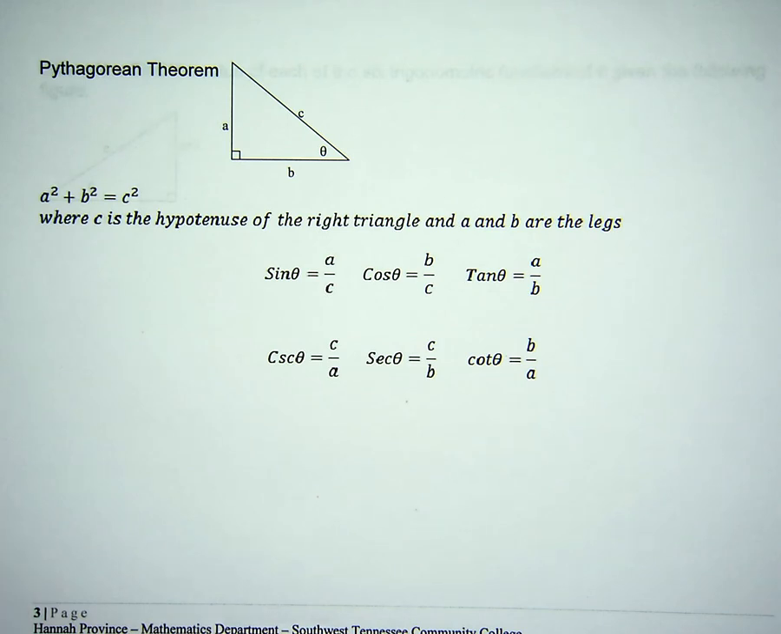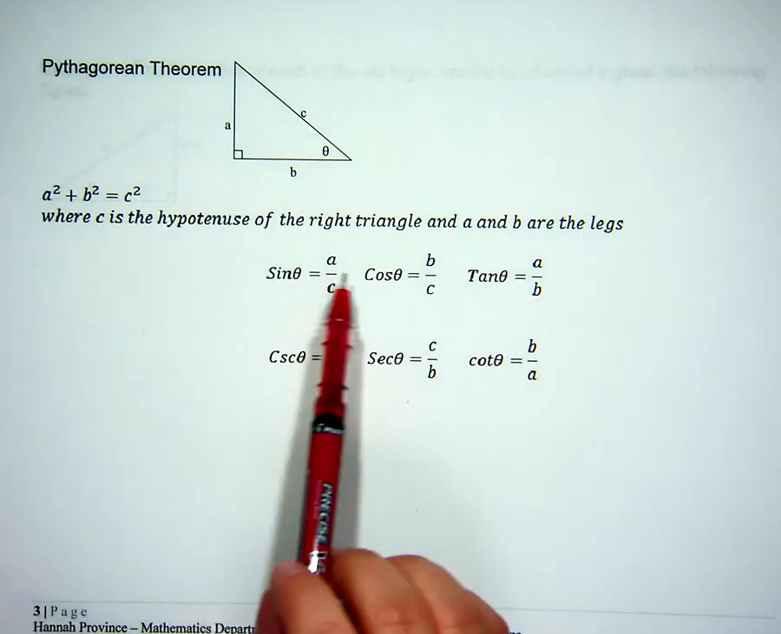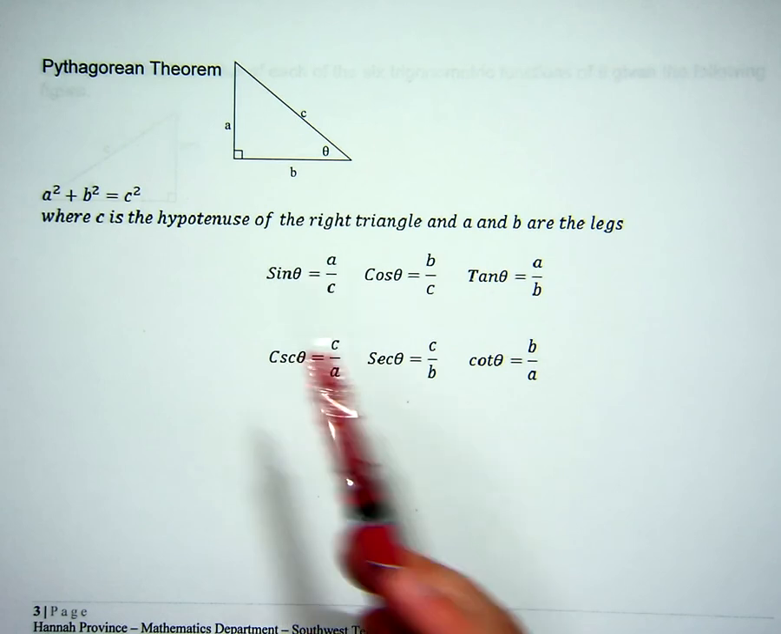The Pythagorean theorem is a squared plus b squared equals c squared. The sides squared is equal to the hypotenuse squared for a right triangle. Again, this is just talking about, well, if I understand my SOHCAHTOA, or "some old horse caught another horse taking oats away," I can come up with this.